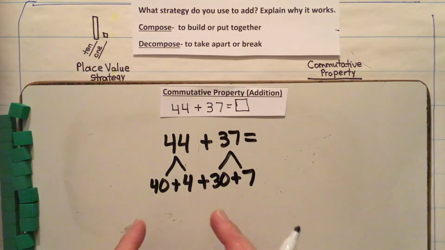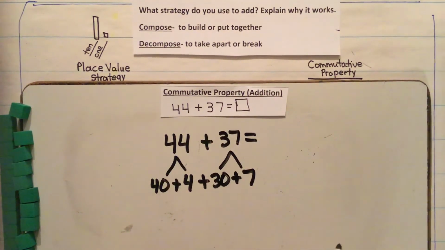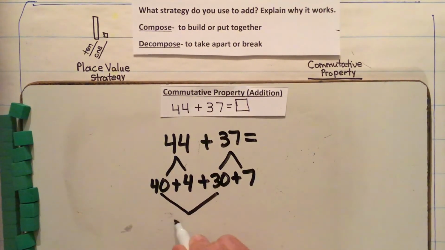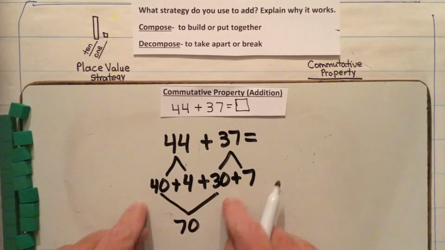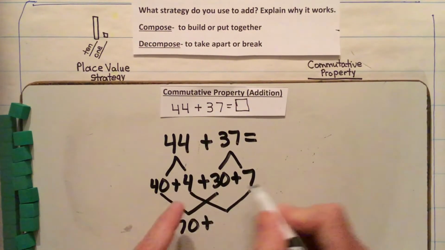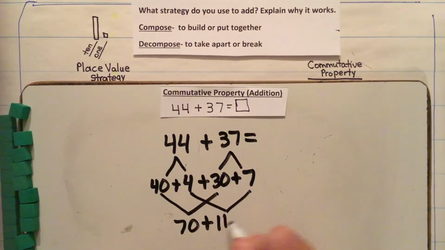Here again, I've got my tens broken down and my ones broken down. I'm going to connect these tens because I'm only adding the tens together. 40 plus 30, 70. It's much easier to do that with just the tens. Then I take my ones and I'm going to bring them together. And I have 11.